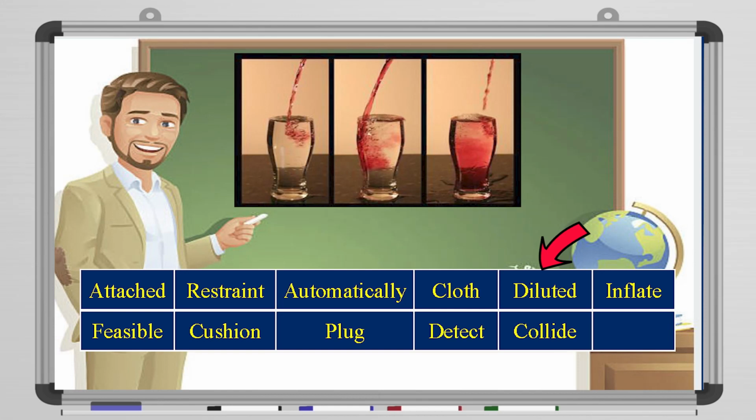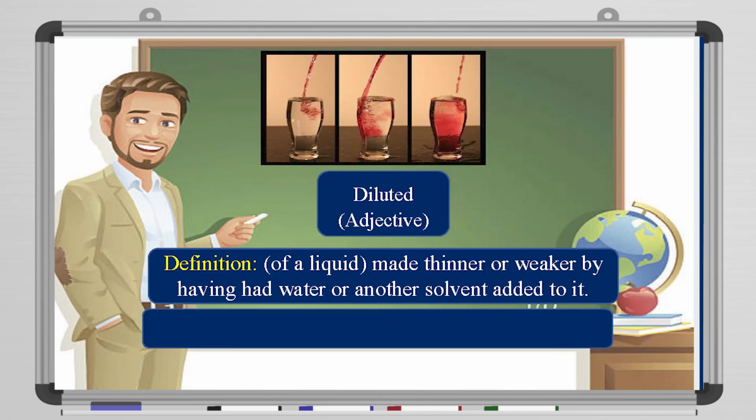It's diluted. It's an adjective. It means of something or a liquid made thinner or weaker by having had water or another solvent added to it. So you have to add water or something else to that liquid to make it weak or thinner. Okay? For example, the juice is diluted using water. It's not pure juice or not strong, but diluted with water.